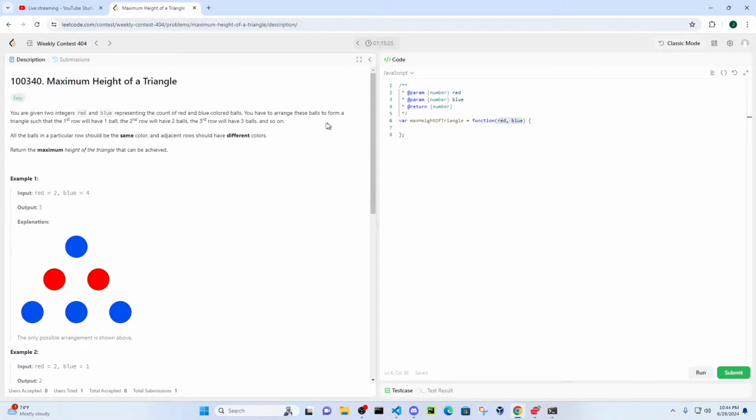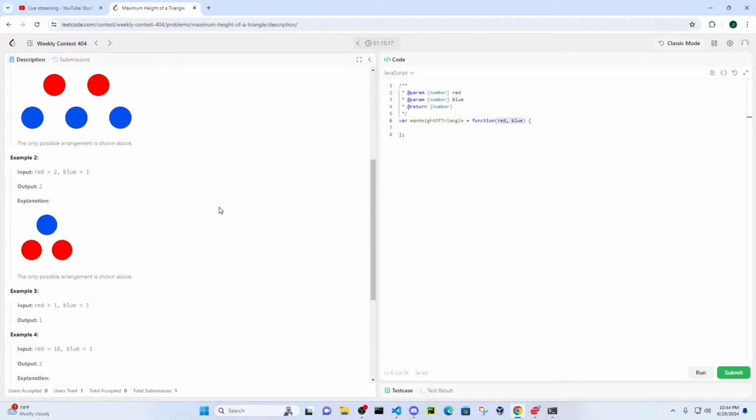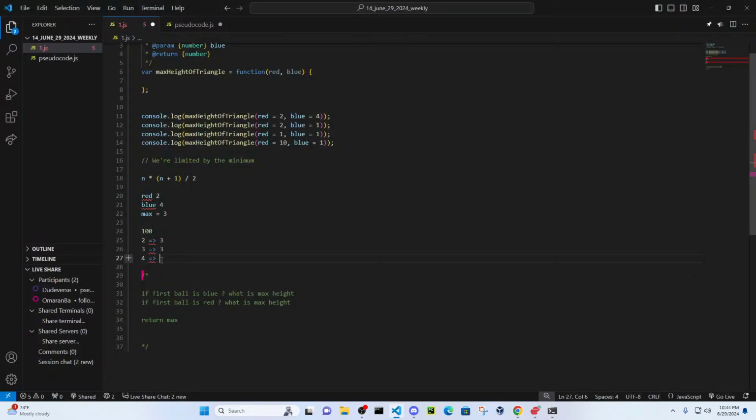You're given... all the balls in a particular row should be the same color in adjacent rows. So it doesn't say, yeah, because in this one they start with red. So it doesn't have to start with a particular color. I'm just trying to find the pattern, because once you see the pattern, then you could just determine the output by the minimum, I believe. So if we have 4 as the minimum, then still I believe your maximum height would be 3, right?